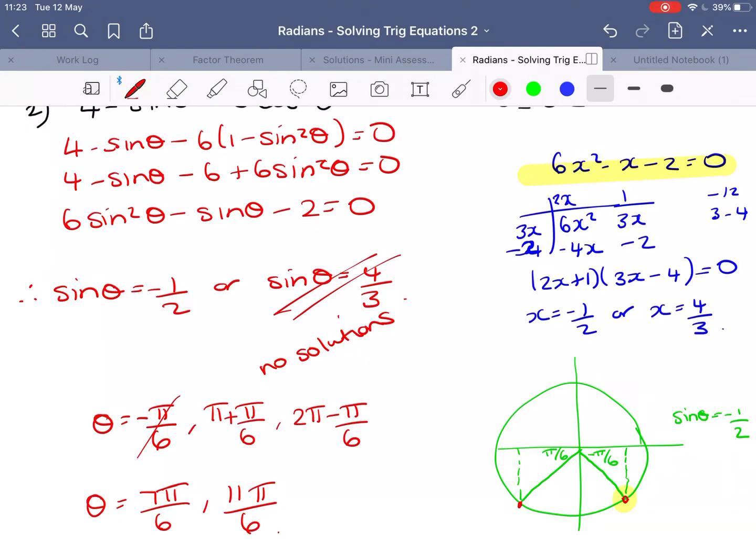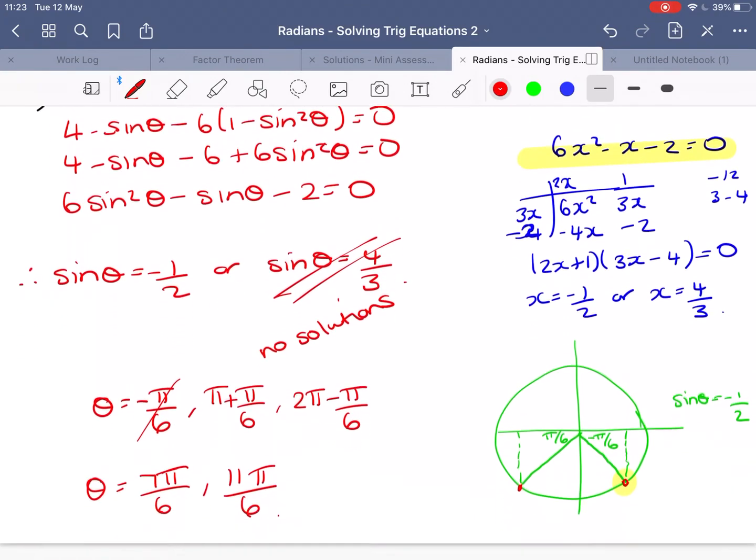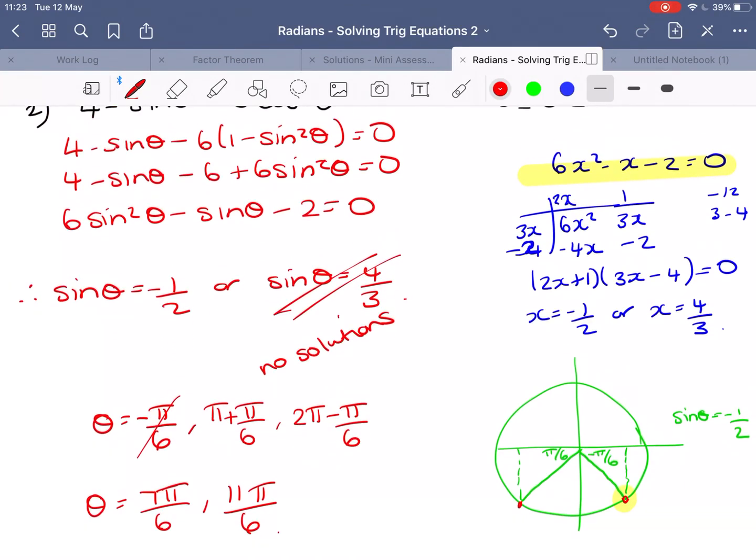So the other solution is on the other side, because remember we're thinking about the height of the triangle. This time we want to go between 0 and 2 pi. So we need to go pi plus pi over 6, and we have to go 2 pi take away pi over 6. You end up with 7 pi over 6 and 11 pi over 6.